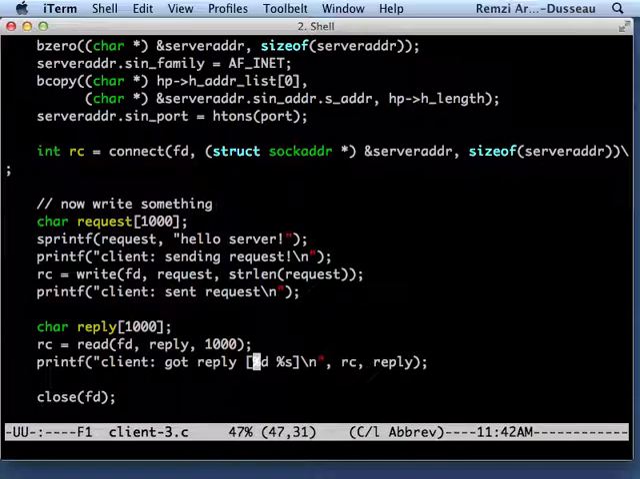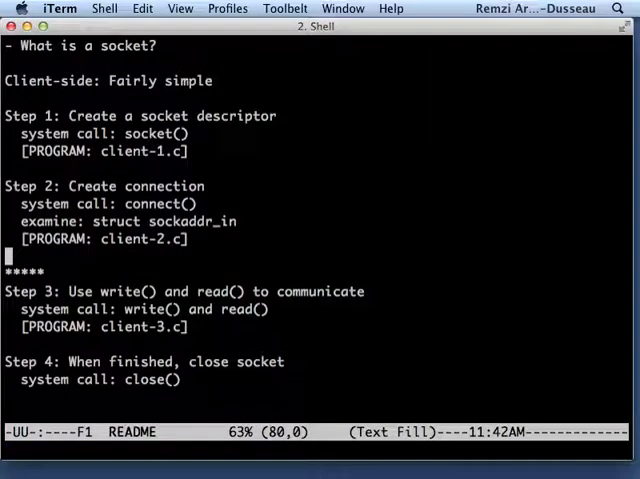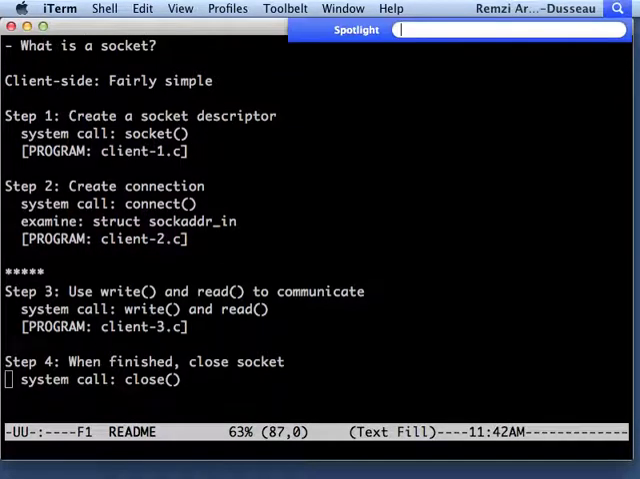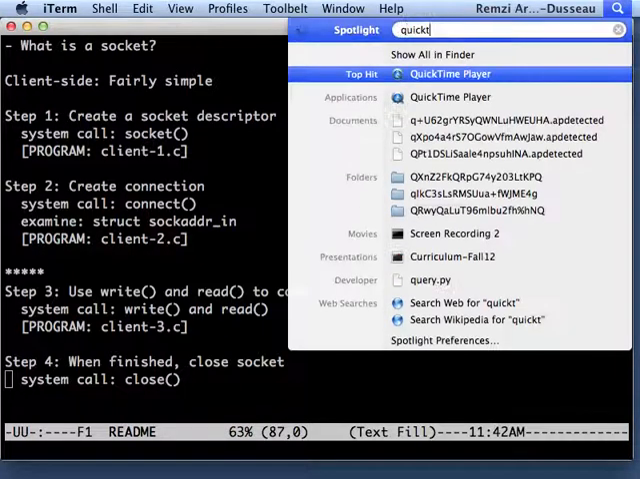Other questions? All right, so that's the client. That's a simple piece. The server's going to take a bit, so why don't we take a break right now, and then we'll come back. Let me stop QuickTime for a minute.